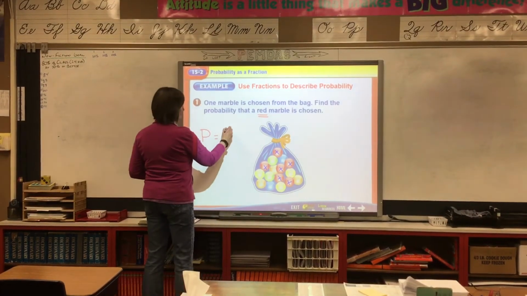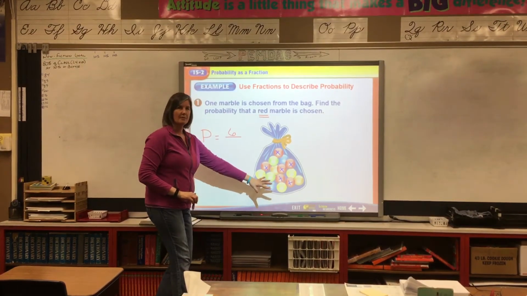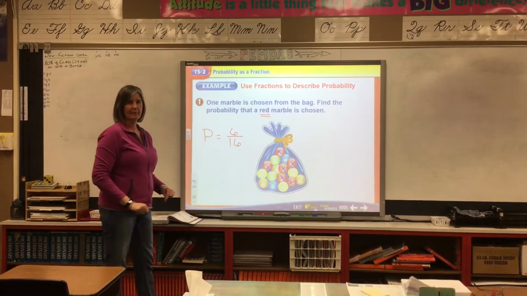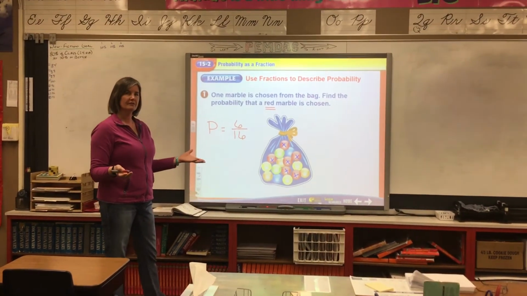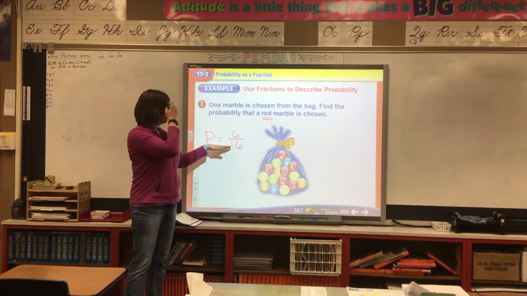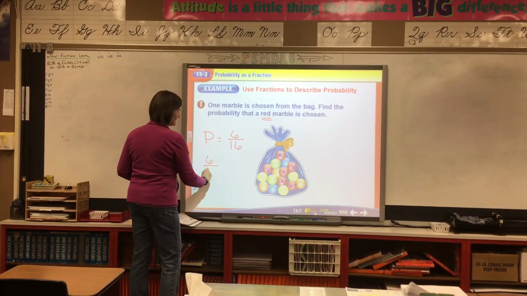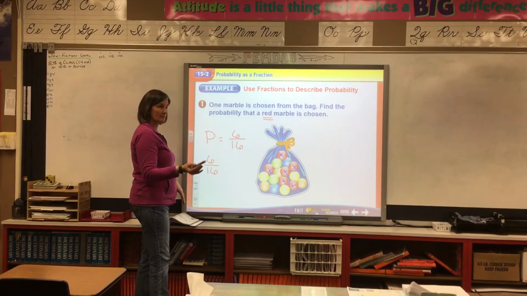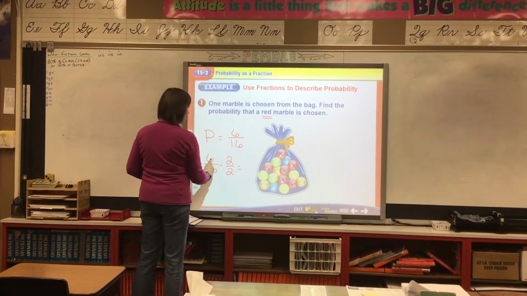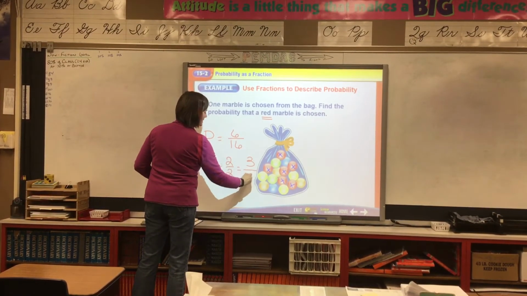So that's the number that goes on top in your fraction, 6. The number that goes on the bottom is how many total marbles there are, and there are 6 out of 16. As we've learned earlier in 5th grade math, this is a fraction that is not in simplest form, so if we can simplify this, we want to do that. What number goes into both 6 and 16? 2. So we divide both of those by 2. 6 divided by 2 is 3, and 16 divided by 2 is 8.